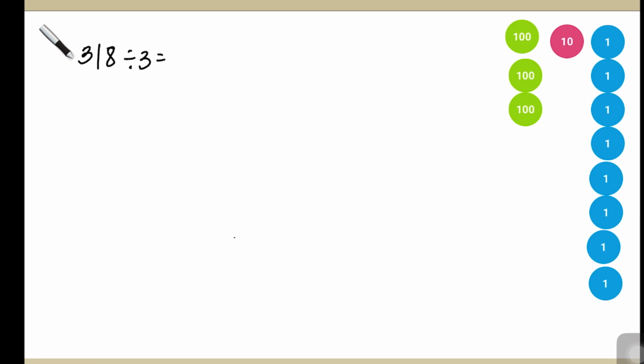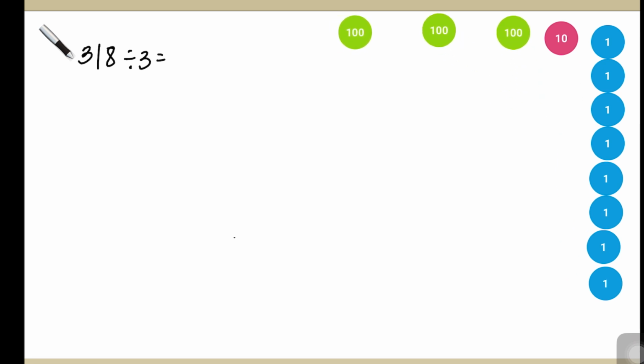Let's try to do another example. This time, we are dividing 318 by 3. So we will be dividing 3 hundreds, 1 ten, and 8 ones into 3 equal groups, starting from the hundreds place value. So we start with 300. 1, 2, 3 equal groups. Okay, so there's no remainder. We now move to 1 ten.